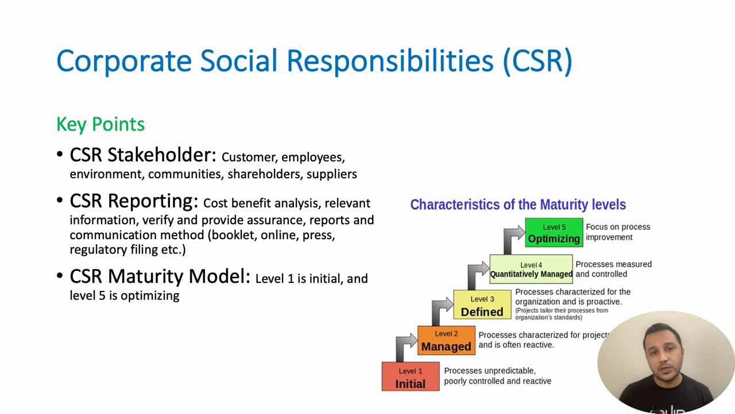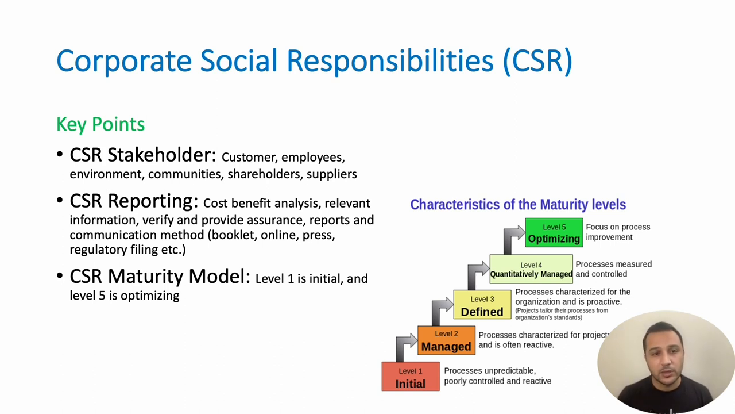The company should have an internal audit which verifies and provides assurance. By this, the stakeholders will have better reliance on the information provided. Reports and communication methods: it is also important that there should be a concise report, and it could be in the form of a booklet, online press release, regulatory filing, or any other means.